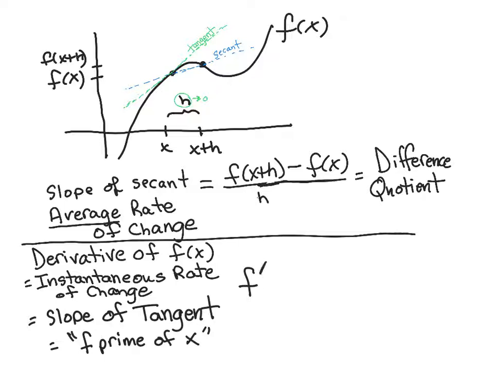And prime is just, it's like an apostrophe. It's not an exponent, it's just a prime. And it's the difference quotient, but you take the limit as the h in the denominator shrinks down to 0.